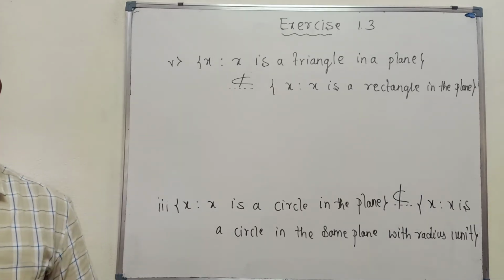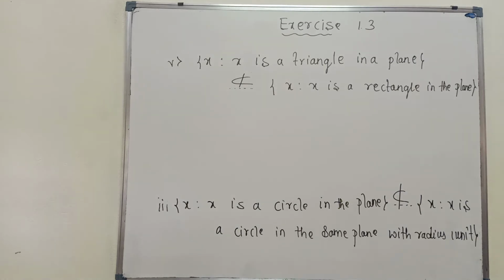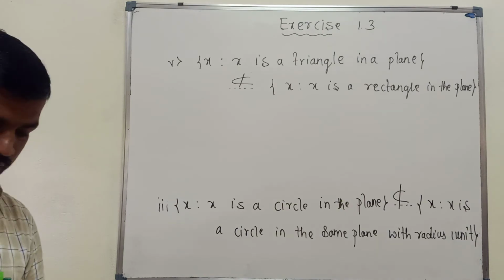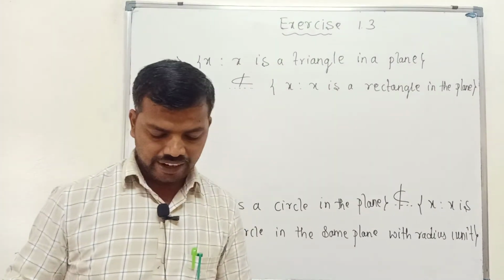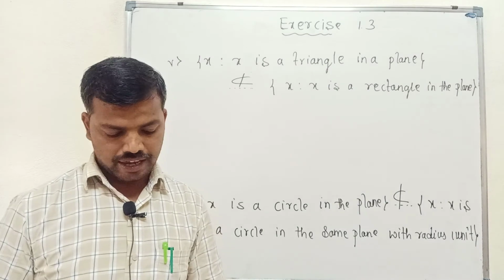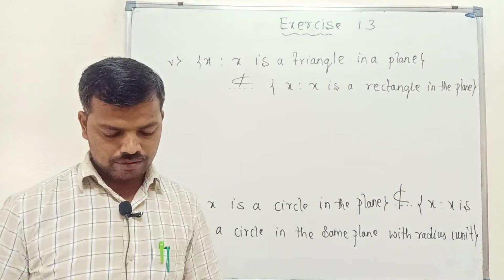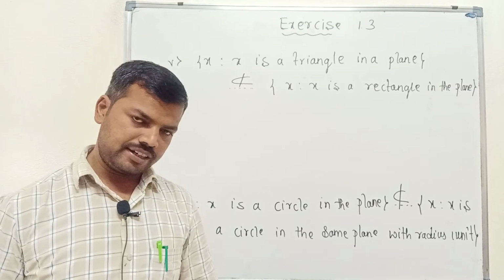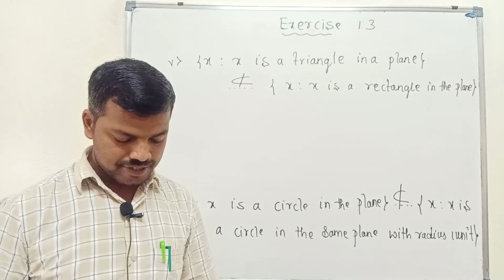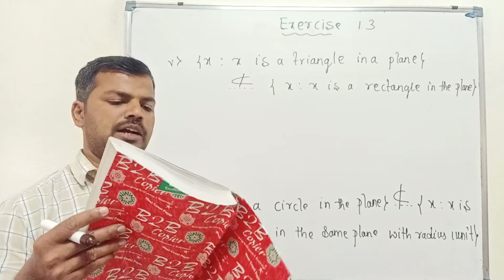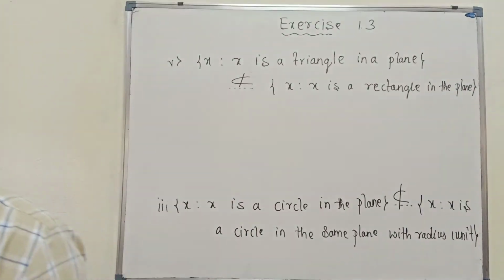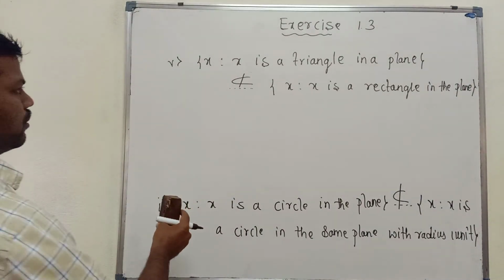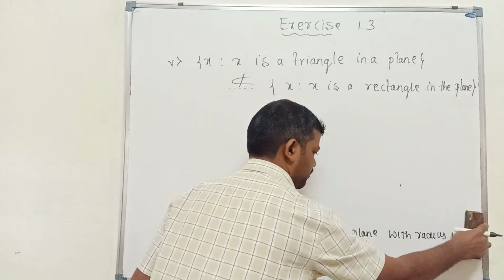Next we move to the second main question. The last two questions you have to do: X is an equilateral triangle in a plane, X is a triangle in the same plane; X is an even natural number and X is an integer. You have to discuss these and send me a message, by solving these two, whether they become a subset or not, you have to identify.